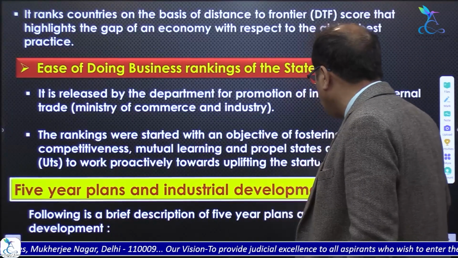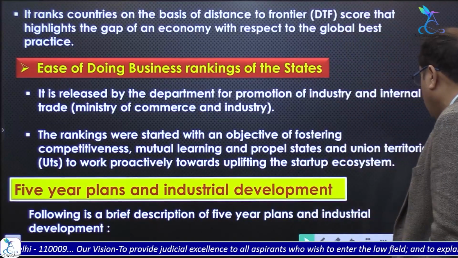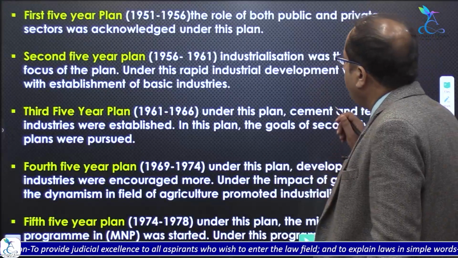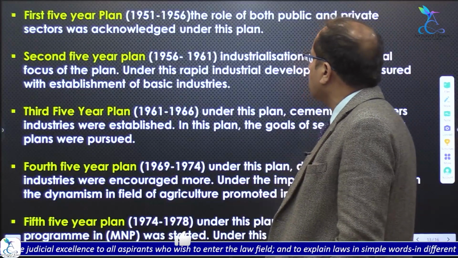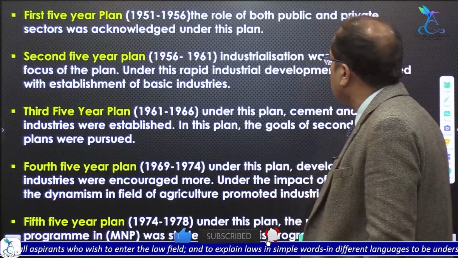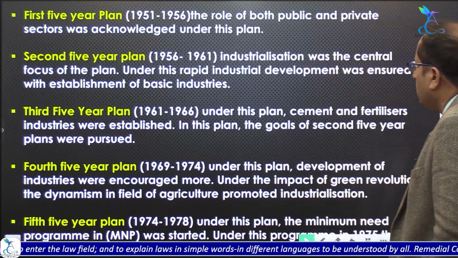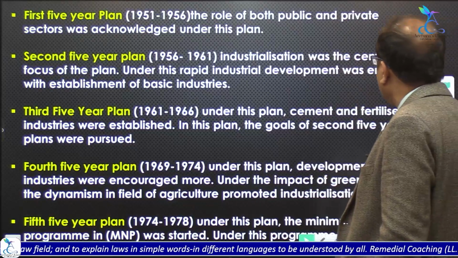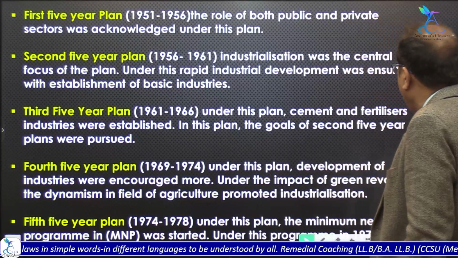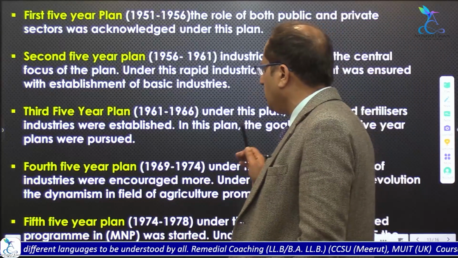Five-year plans and industrial development. Following is a brief description of five-year plans and industrial development. First five-year plan, 1951 to 56. The role of both public and private sector was acknowledged under this plan. Second five-year plan, 1956 to 61. Industrialization was the central focus of the plan. Under this, rapid industrial development was ensured with the establishment of basic industries.